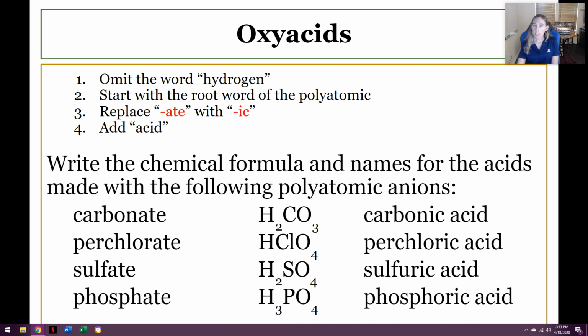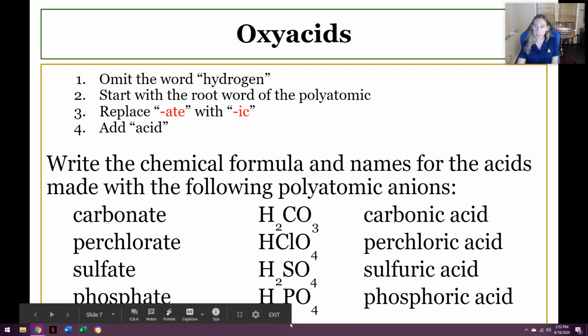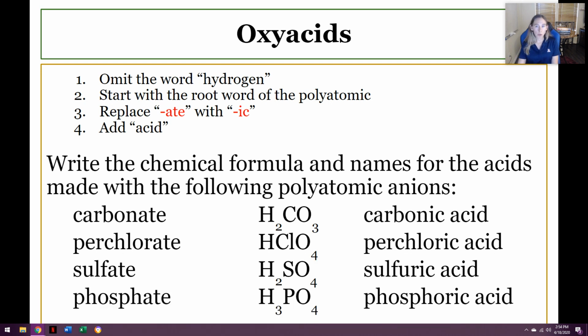Phosphate is PO4 3-, which means you then need 3 hydrogen ions to form a neutral compound. Therefore, H3PO4 is phosphoric acid.